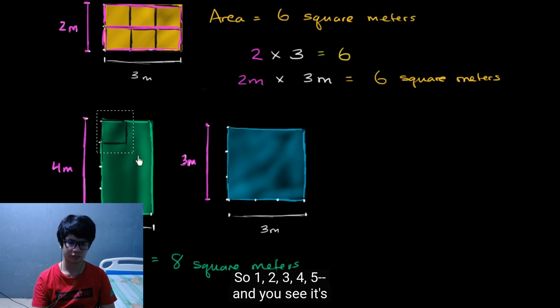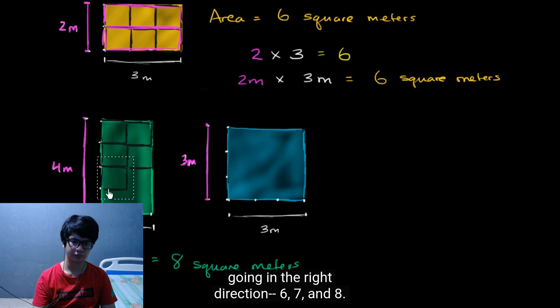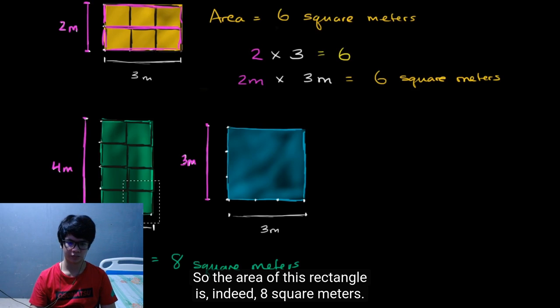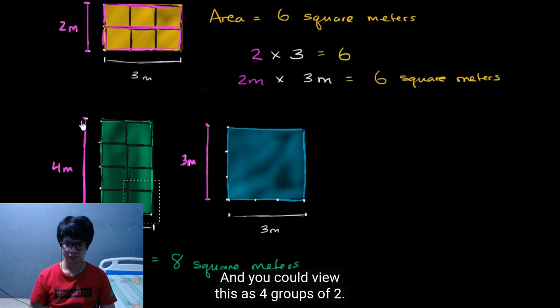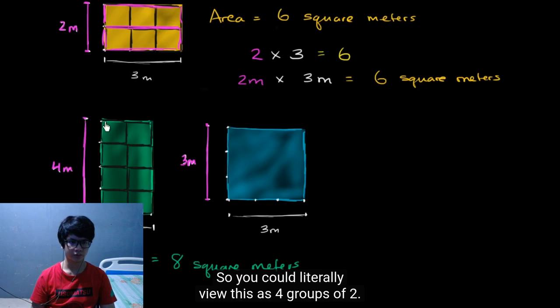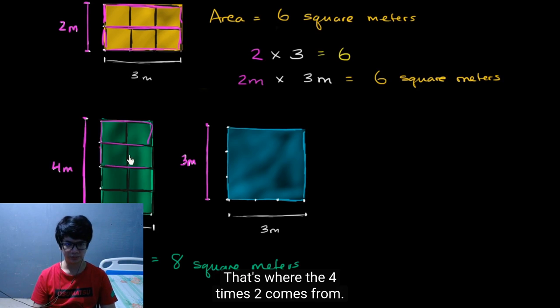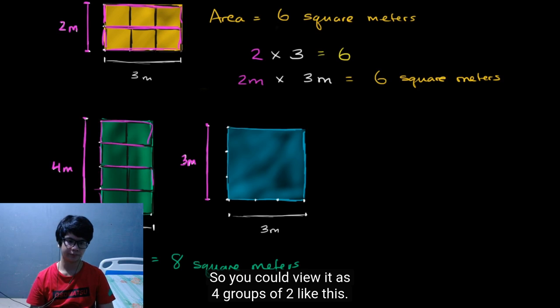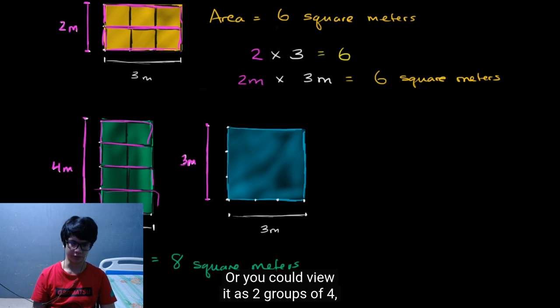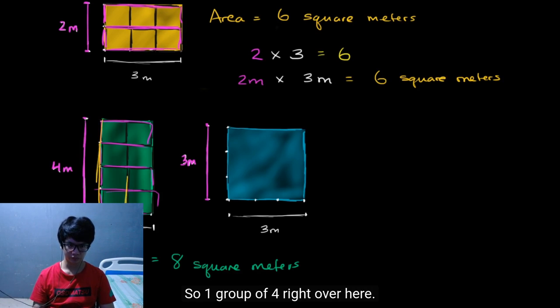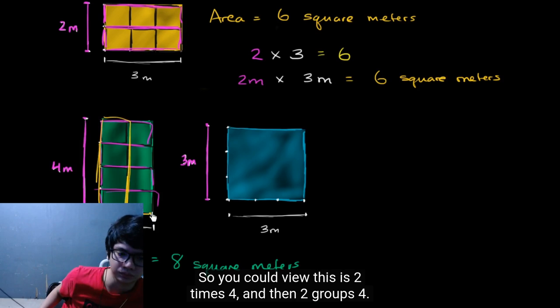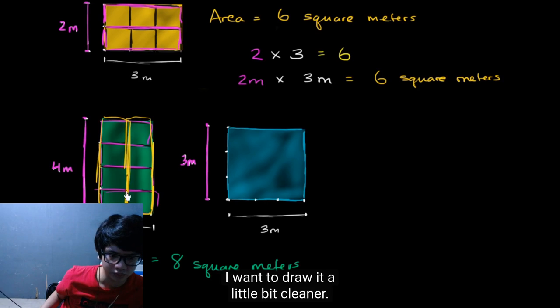Let's see if this is actually the case. 1, 2, 3, 4, 5, and you see it's going in the right direction, 5, 6, 7, and 8. So the area of this rectangle is indeed 8 square meters. And you could view this as 4 groups of 2. That's where the 4 times 2 comes from. So you could view it as 4 groups of 2, like this. Or you could view it as 2 groups of 4. So 1 group of 4 right over here. So you could view this as 2 times 4, and then 2 groups of 4.